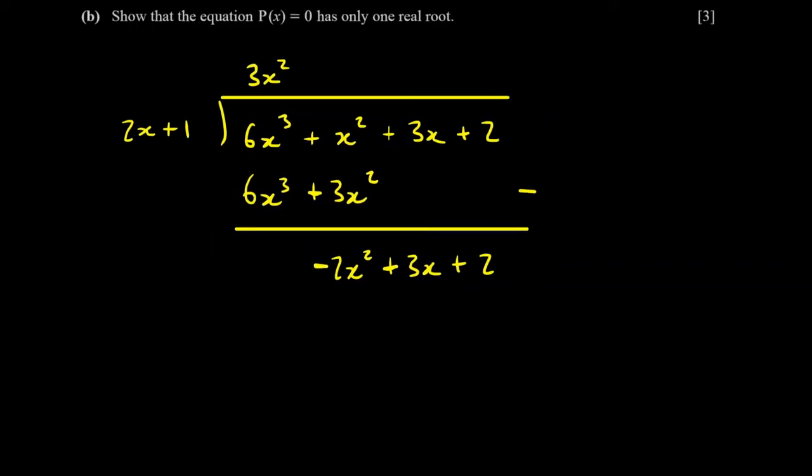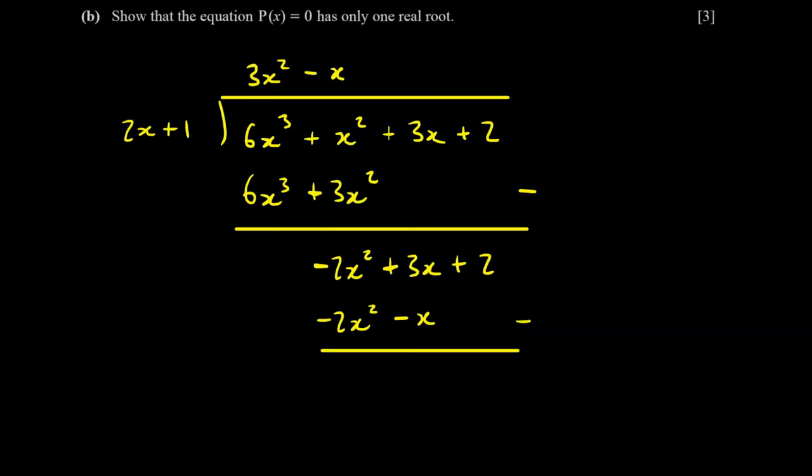Okay, well, that means that minus 2x squared is our new leading term. That's going to be divided by 2x. And if I do that, I'm going to get negative x. Okay, and I take that negative x and I multiply it through by the divisor. If I do that, I get minus 2x squared minus x like that. And again, what I'm going to do is I'm going to subtract off.